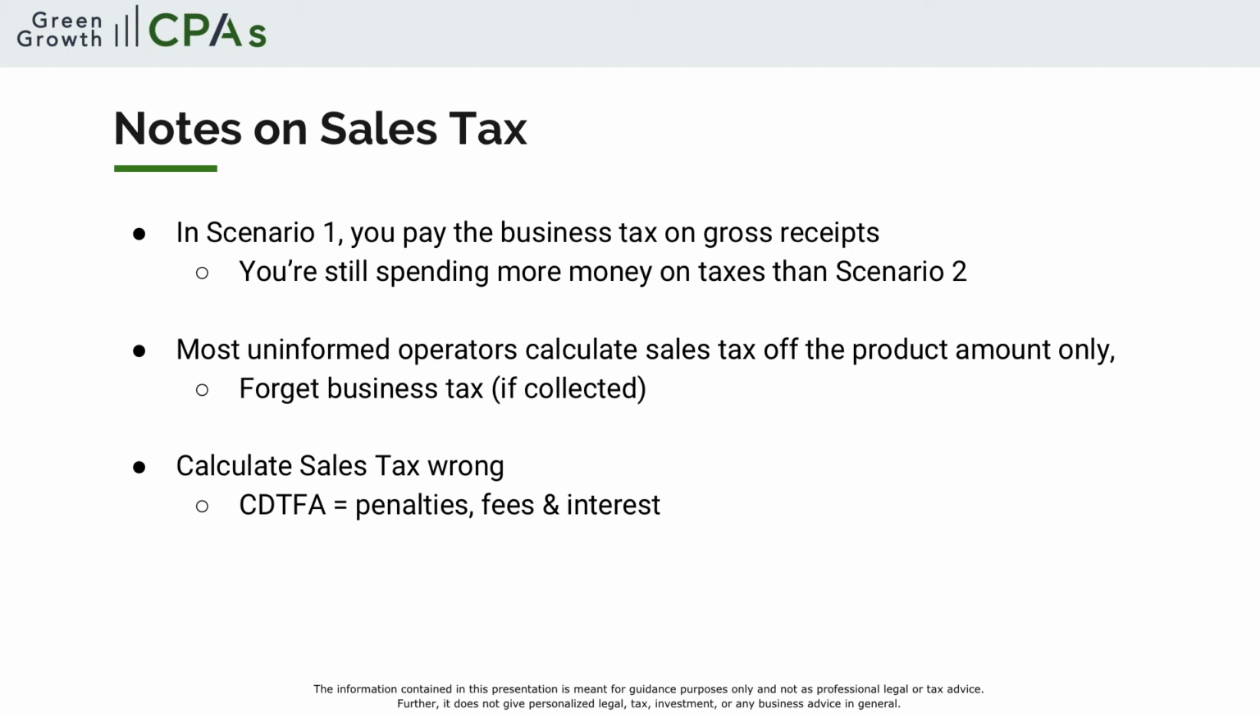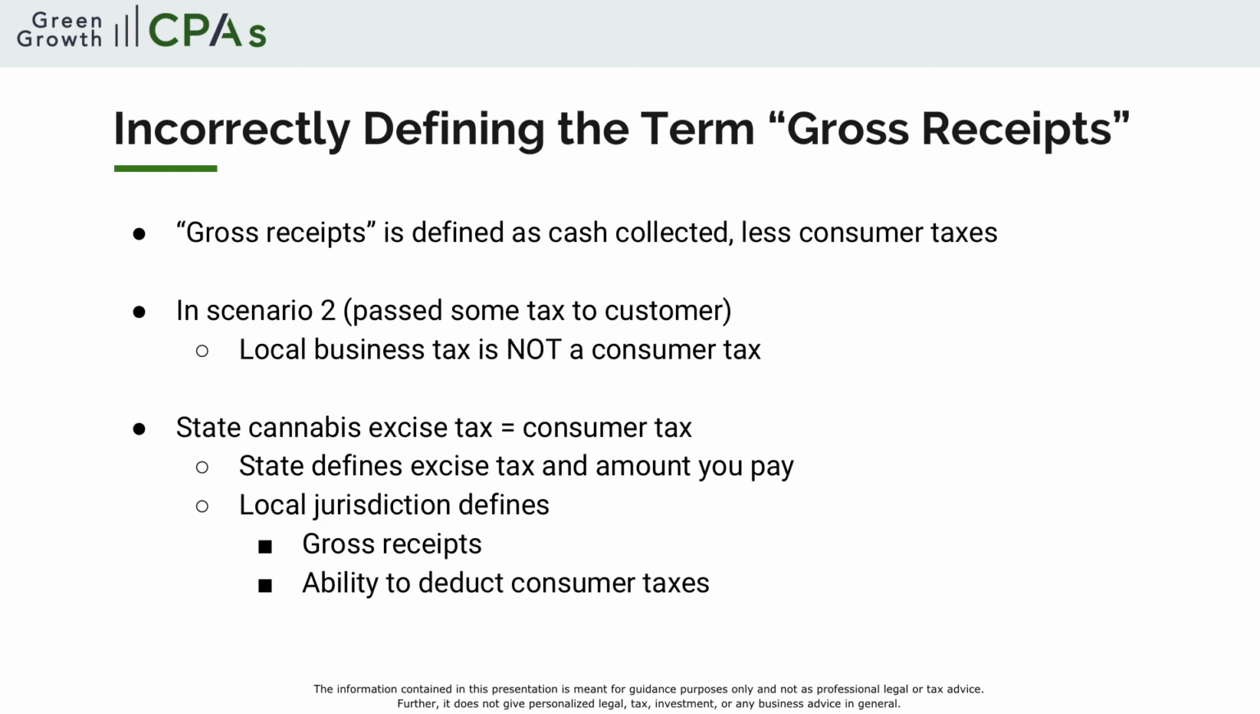So just know, I'm going to say this 3 more times here, you have to understand that if you calculate this wrong and the CDTFA finds out, they will hit you with penalties, fees, and interest that compounds. And this can become very expensive very quickly. So now that you see how you may be under-collecting your taxes and underpaying your taxes, let's show how you actually may be overpaying your taxes.